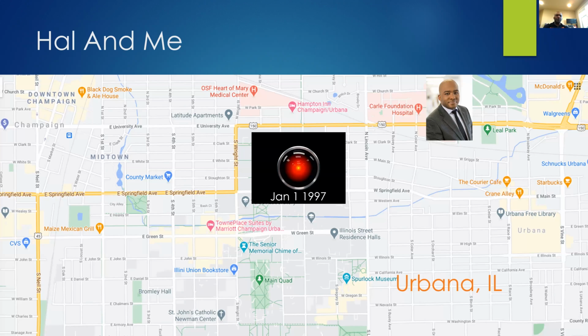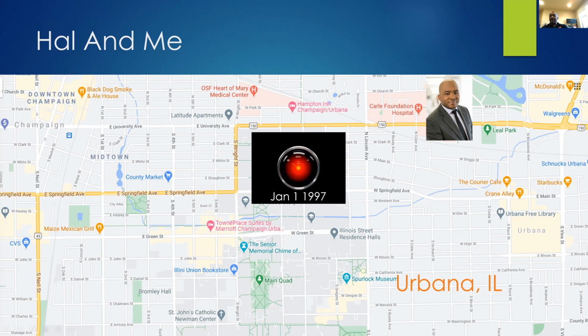For the science buffs, and especially the movie buffs, you will recognize this picture in the middle from Space Odyssey 2001, the Stanley Kubrick film from 1968. People that know the movie know that HAL came online in 1997 in Urbana, Illinois. And right here we have a map of Urbana, Illinois. HAL is placed right on the engineering campus.